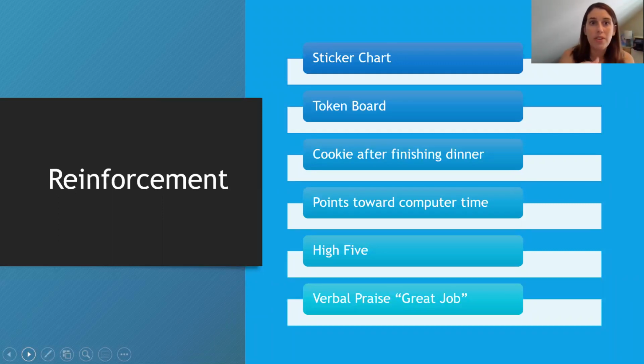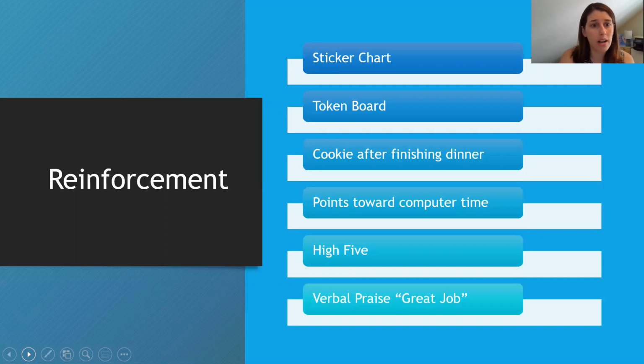You'll notice that everything is added to the environment. A sticker would be added to a sticker chart. Tokens would be added on a token board. You can add a special dessert after completing a dinner or any meal. Points toward computer time, high fives, or any addition of verbal praise within an instructional or skill acquisition session would all be considered positive reinforcement.